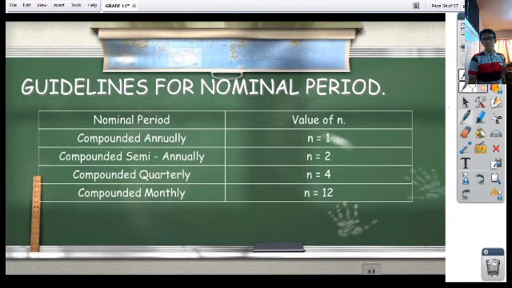So bago po tayo magsimula sa set of examples, meron po kayong mga dapat na guidelines or matutunan when it comes to compound interest, especially for the nominal period. When we say nominal period, we have compounded annually, in which the value of n is equal to 1. Ito na kung saan ang kahalagahan nito is kada taon, no? Next, we have compounded semi-annually. So that is n equal to 2. Every 6 months naman po siya. Next, when we say compounded quarterly, the value of n is 4, which is every 3 months po. And then compounded monthly, the value of n is 12, which is every 1 month naman po siya. Okay?